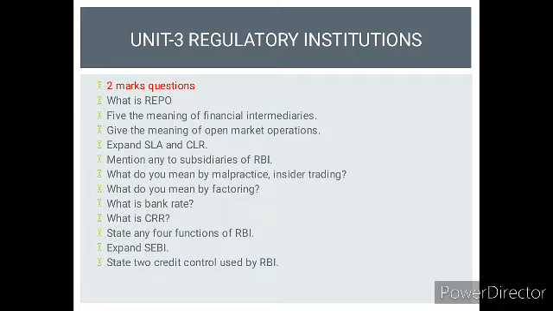Then we have, mention any two subsidiaries of RBI. Any two subsidiaries of RBI, which means the other regulatory bodies performing in India for taking care of the activities of any business. So we can say National Housing Bank, or Reserve Bank of India Note Mudran Private Limited, BRBNMPL, that is Bharatiya Reserve Bank Note Mudran Private Limited. This is one of the subsidiaries of RBI.